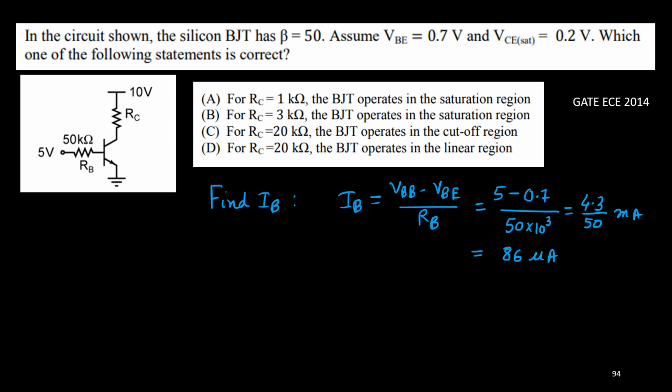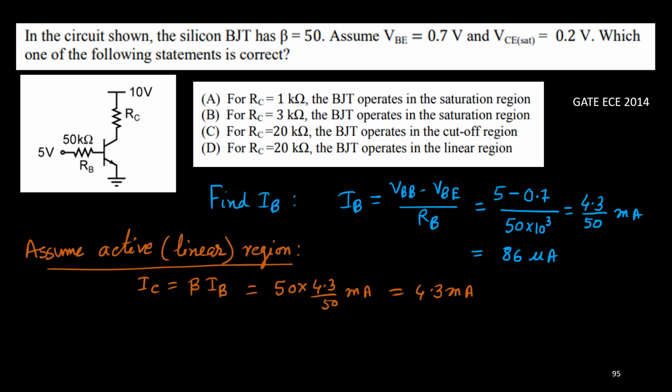Now what is the first step? First step is to find out the base current, because base current is independent. So base current is VBB minus VBE divided by RB. VBB is given as 5, and VBE we'll assume is 0.7 volt, and RB is 50. Thus we get 4.3 upon 50 milliampere. That means 86 microampere. Okay, fine.